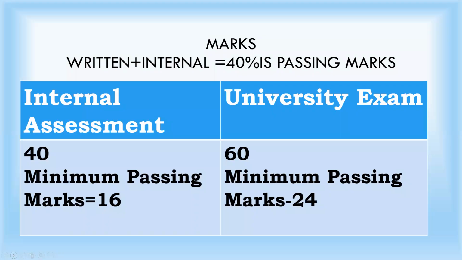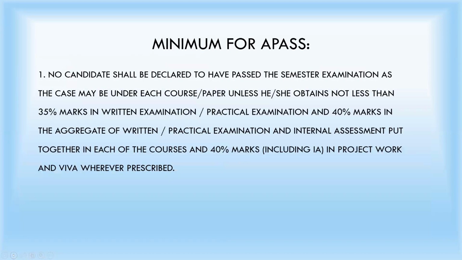Let's answer the question: what is the minimum score which a candidate has to secure to be considered as pass? Your examination is divided into 2 categories, internal assessment and university written examination. Your internal assessment is for a maximum of 40 marks. Every candidate is expected to score a minimum of 16 to pass in internal assessment. University exams, which are conducted for 60 marks, have a minimum passing mark of 24. So when you combine and aggregate, one has to secure 40%.